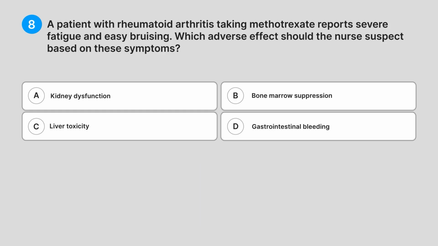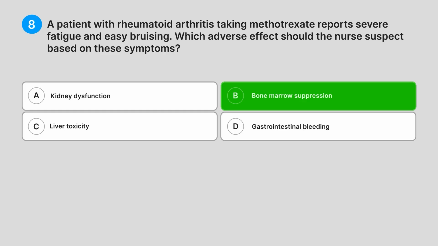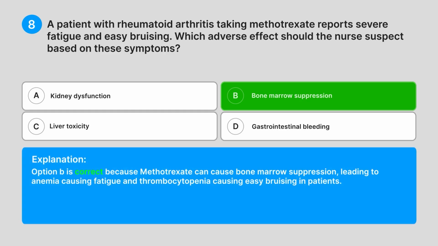Correct answer, B. Bone marrow suppression. Explanation. Option B is correct because methotrexate can cause bone marrow suppression, leading to anemia causing fatigue and thrombocytopenia causing easy bruising in patients.